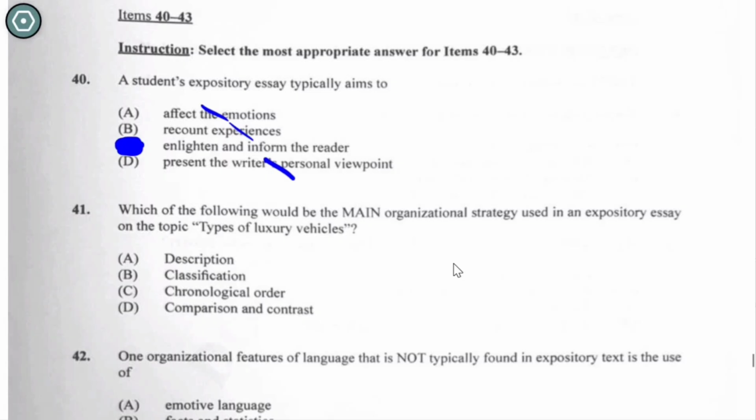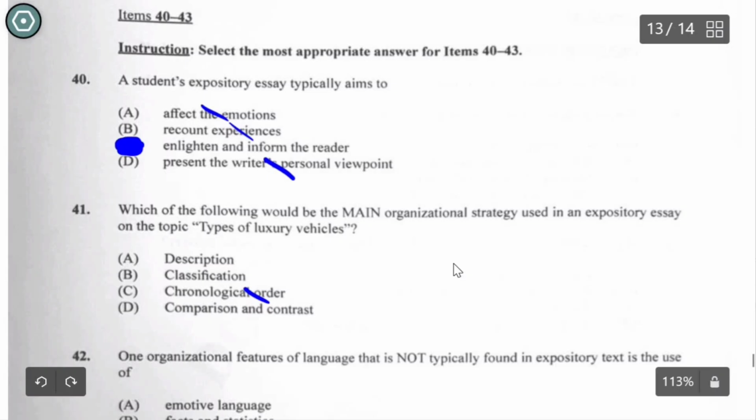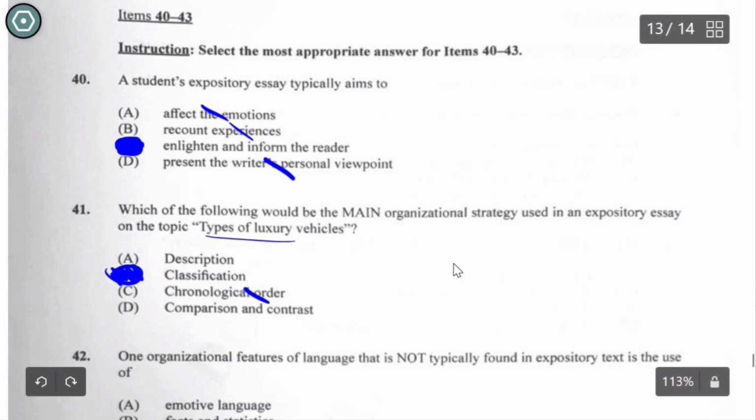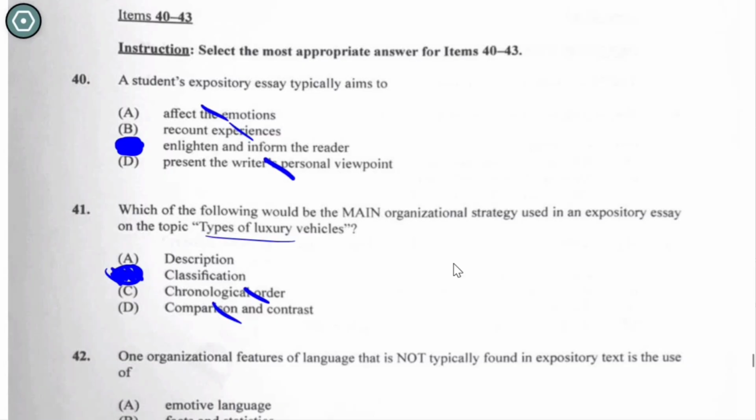Which of the following would be the main organizational strategy used in an expository essay on the topic types of luxury cars? Description, classification, chronological order, comparison and contrast. No for chronological order. I would say classification. Not so much comparison and contrast, because you just want to know types. So you're just telling us the types, I guess. That's what I'm getting from it. So I wouldn't go with comparison and contrast, because I wouldn't be comparing the vehicles. And description, not really.